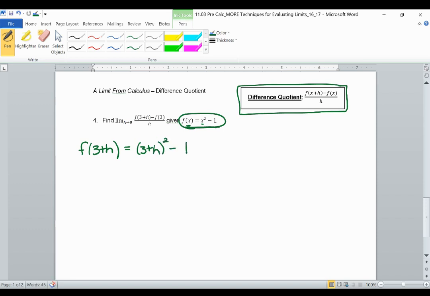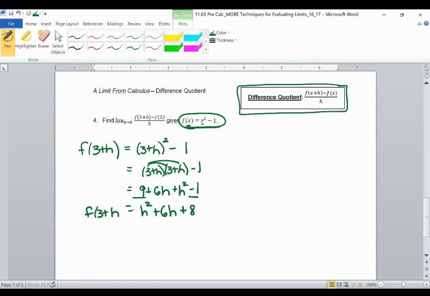Okay, so now I want to expand this. So I'm going to write 3 plus h out twice. FOIL that. So I get 9 plus 3h plus 3h, so that's 6h, plus h squared minus 1. Combine my 9 minus 1 to get 8. I'm just going to rearrange it in standard form. So h squared plus 6h plus 8. So that's f of 3 plus h. Okay, so that's the first thing. That's this right here.